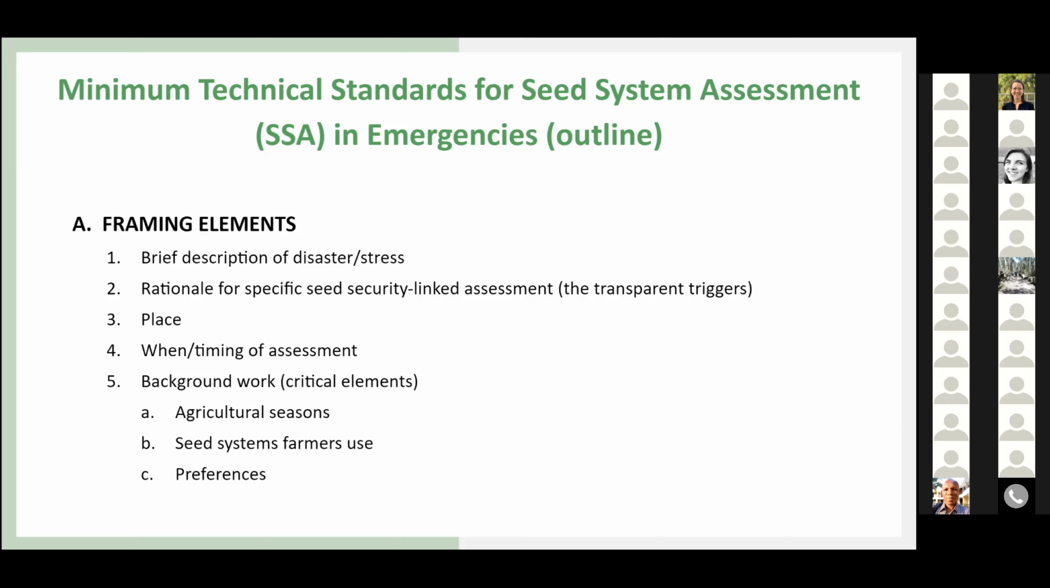So basically the minimum standards outline only has 12 elements. It's not this huge undertaking. And it would seem to be the elements in any rigorous process, but we want you to decide that and to discuss this. So let me just read so we're clear here. The first framing element is that there should be a description of the disaster or stress.